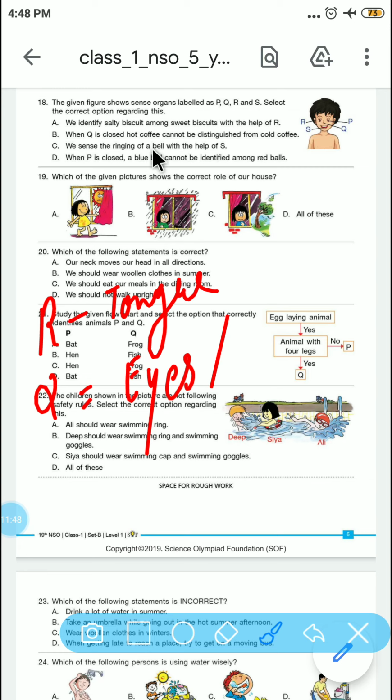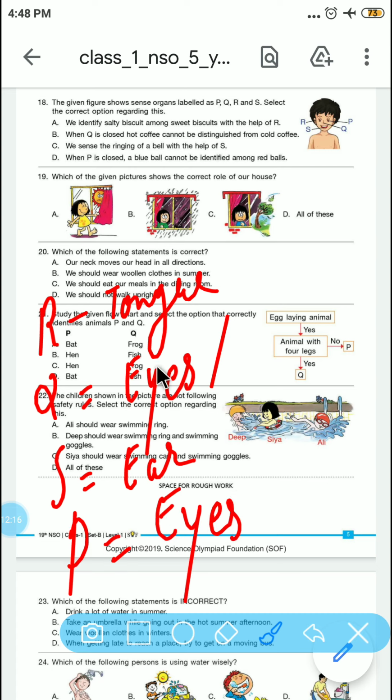We sense the ringing of a bell with the help of S. So we sense the ringing of the bell with S. So S must be ear. D. When P is closed, the blue ball cannot be identified among the balls. So P is eyes. So there is no possibility of eyes here. It will be nose. Okay.